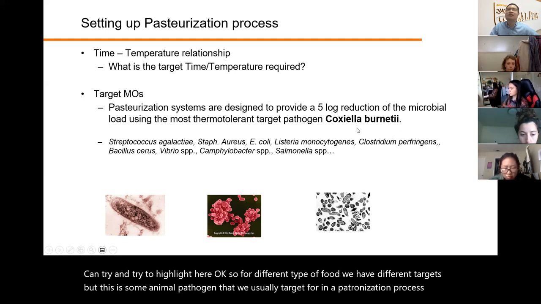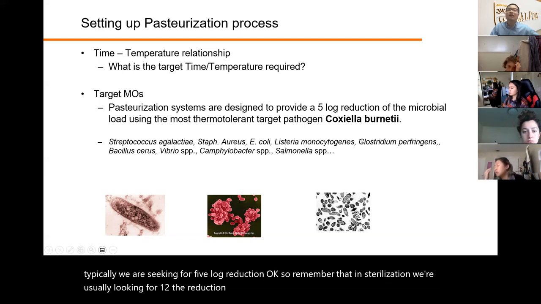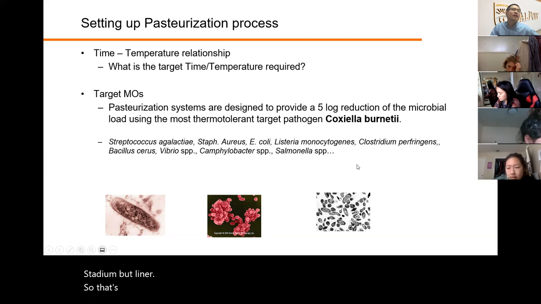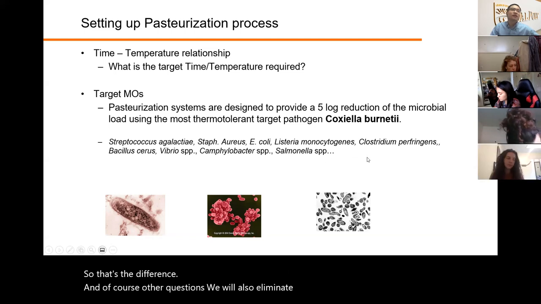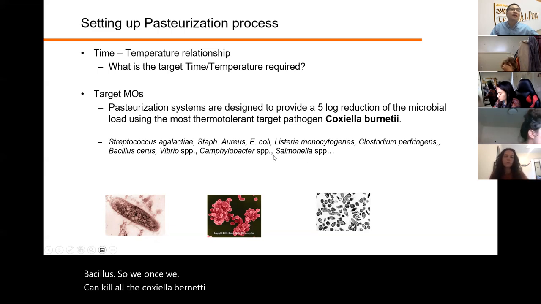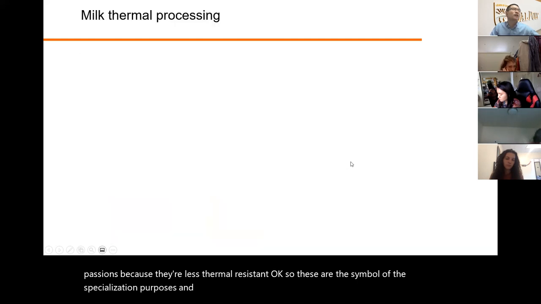And typically, we are seeking a 5 log reduction. Remember that in sterilization, we're usually looking for 12D reduction, right? In that case, we target Clostridium botulinum. So that's the difference. And of course, other pathogens we will also eliminate, like Streptococcus, Listeria, Clostridium, Bacillus. Once we can kill all the Coxiella burnetii, we will make sure that other pathogens are also killed, because they are less thermally resistant. So these are the pasteurization purposes and the identification of target microorganisms.